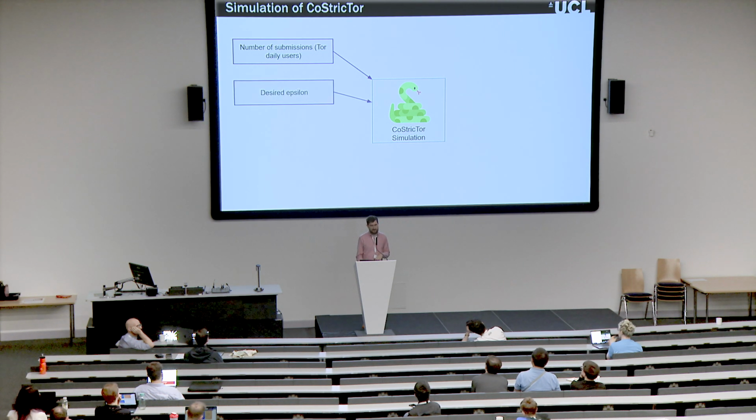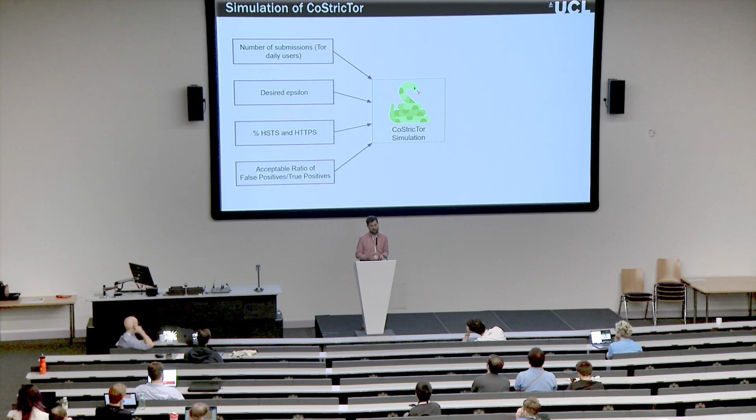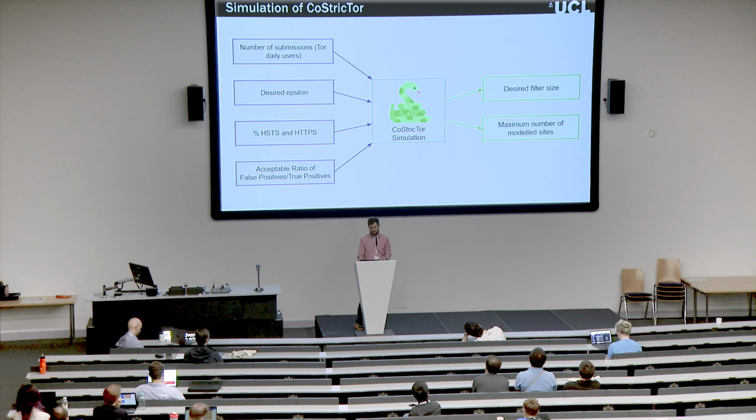Then we take the desired level of differential privacy, epsilon, as an input, then the estimated percentage of current HSTS and HTTPS deployment on the web, and finally the acceptable ratio of false positive results to true positive results. From running these simulations, we get two outputs. We get the desired Bloom filter size, which can be periodically adjusted as the protocol runs. And we get the maximum number of modeled sites, which I'll discuss more in a moment.